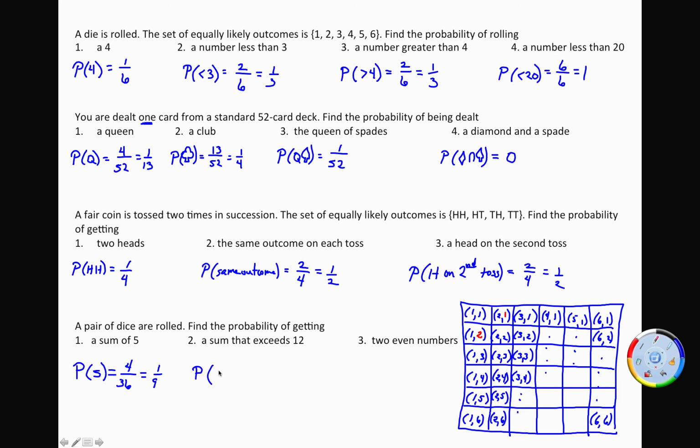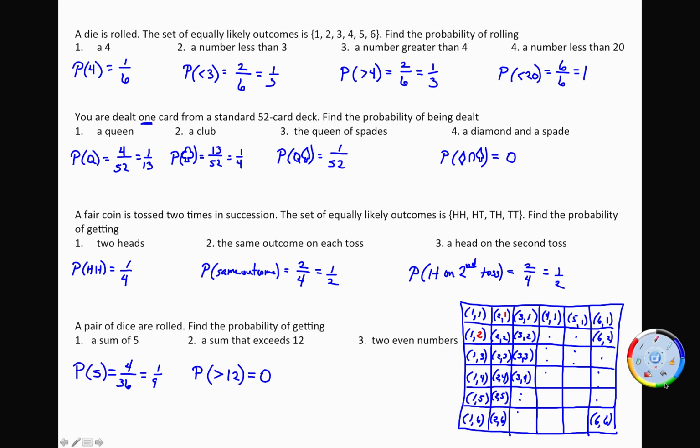What's the probability of rolling a sum that exceeds, or is greater than, 12? Well, when I look over here, the biggest number on each die is a 6. So the largest thing I can roll is a 12. What's the probability of rolling a number bigger than 12? 0. Can't happen. The largest number that can be rolled is a 12.